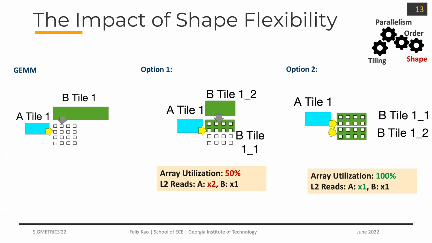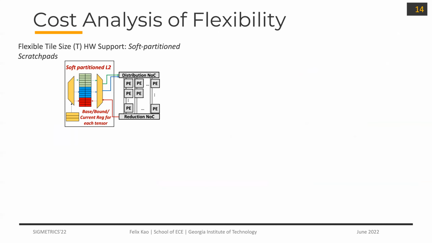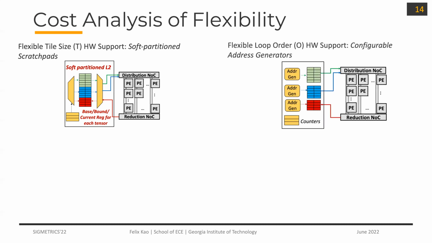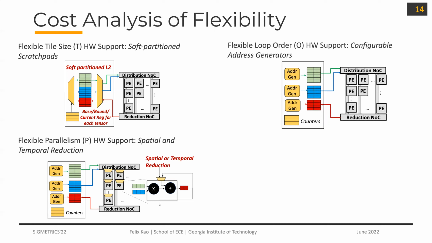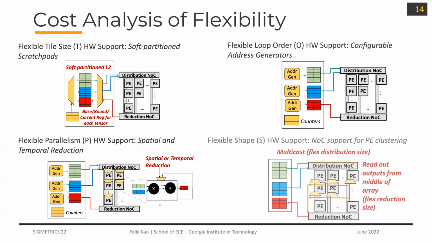However, flexibility is not free, so there are some costs of the flexibility component. For example, for tiling, one practical consideration is using hard partition of input, weight, output buffer, or the soft partition one. Apparently, soft partition will have more flexibility, but also has higher complexity. Second, ordering. It will introduce configurable address generator to dictate order of buffer fetching. For parallelism, we need mux and some control logic alongside PE to control spatial or temporal reduction. For shape, we need network on chip to support different ways of PE clustering. So these flexibilities are not free. Therefore, how to cleverly support them is an important question.